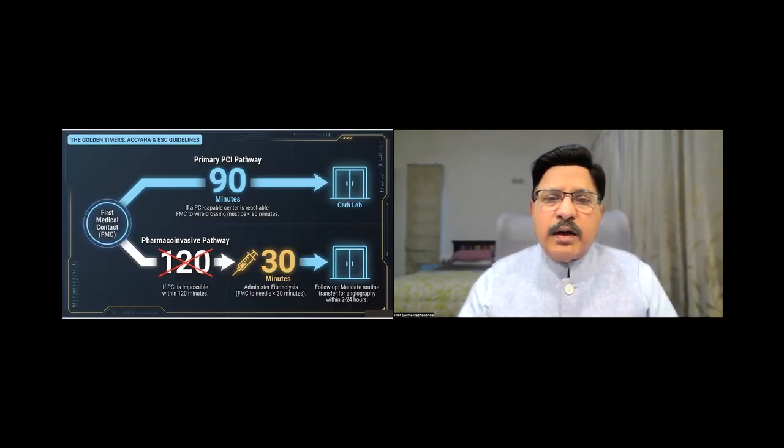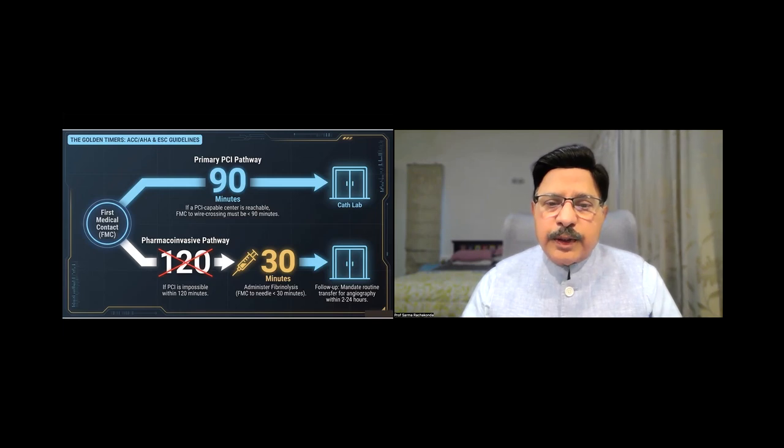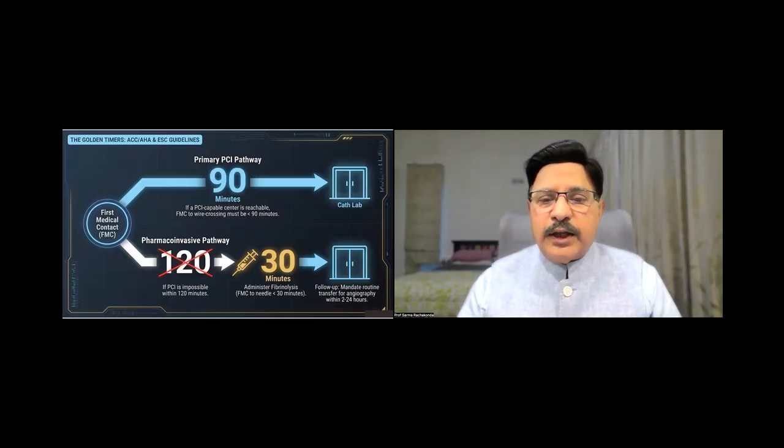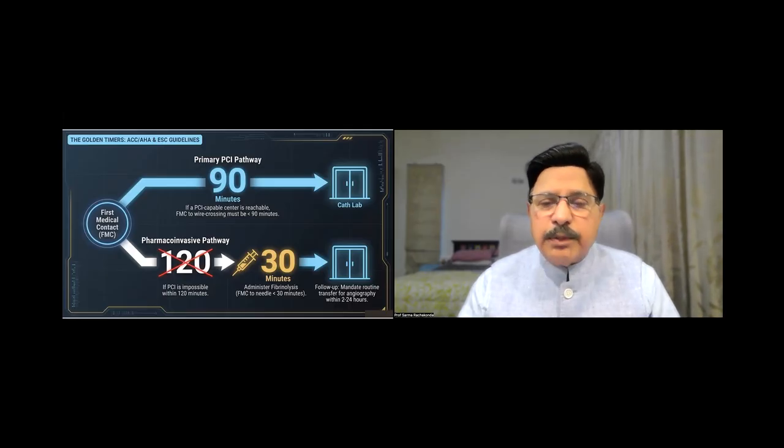Or if I cannot have a PCI capable center within 90 minutes, pharmacoinvasive pathway. Don't wait. PCI is impossible within 120 minutes. In 2 hours, you cannot reach a center. Then what do you do? You must administer fibrinolytic agent. FMC to needle must be less than 30 minutes.